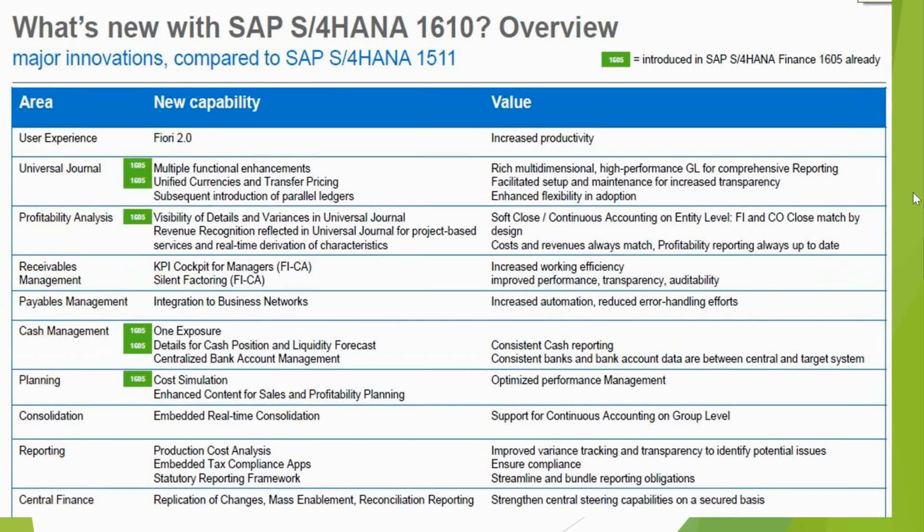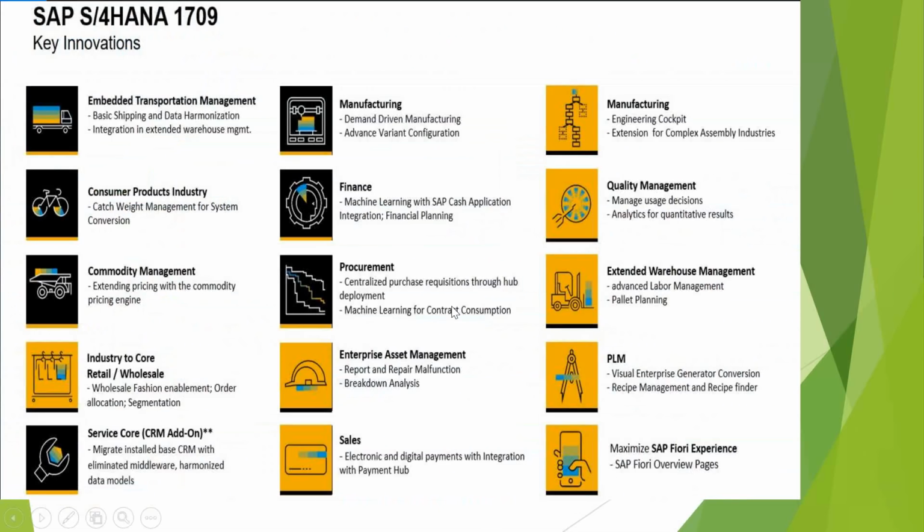Okay, so I'll just go to the next slide. Okay, so if you see here, you'll get a better idea about what are the key innovations about the 1709. So if you see here, finance is a very small place where you can see the actual changes. But if you see in the other areas, other industries also, you can see so many changes.